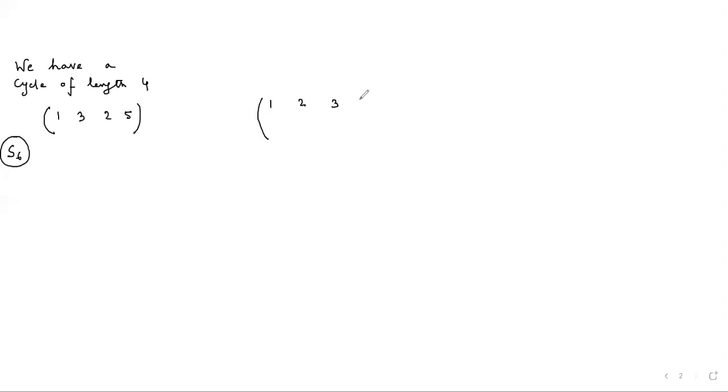I can consider the permutation in the following manner also: 1, 2, 3, 4, 5, 6, 7. I'm seeing the rule over here. The cycle is showing us that 1 goes to 3, and 3 goes to 2, and 2 goes to 5, and 5 goes to 1. And 4 is going to 4 because nothing is mentioned about 4. 4 does not belong to this particular set. 6 is going to 6, and 7 is going to 7.